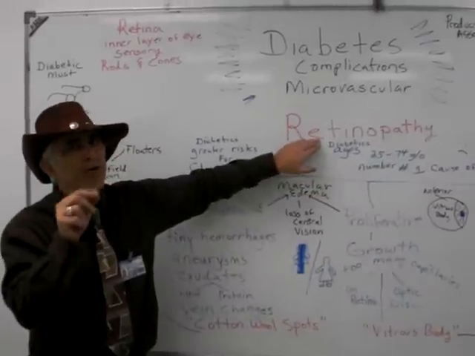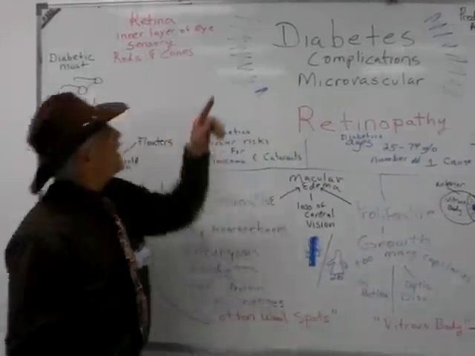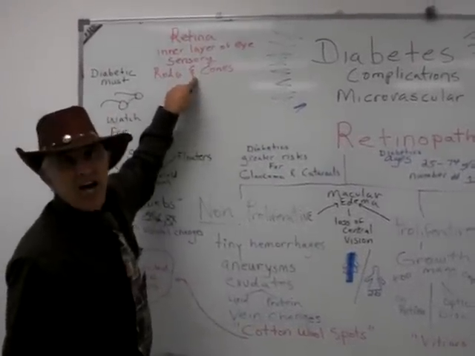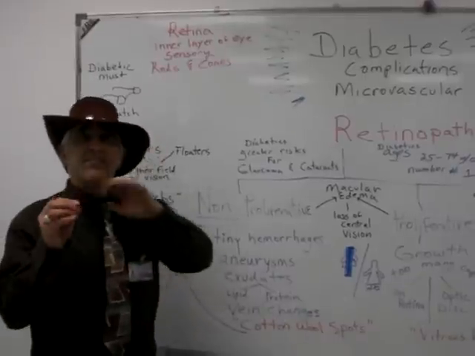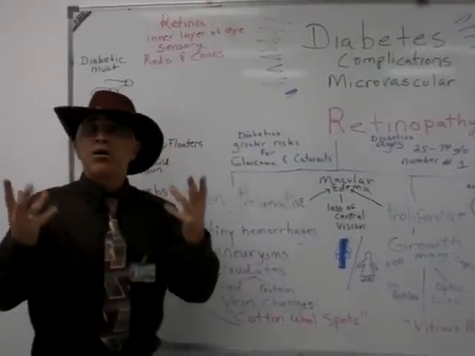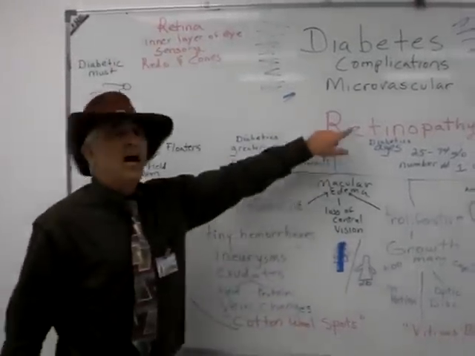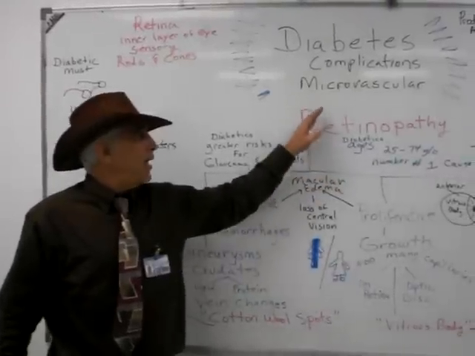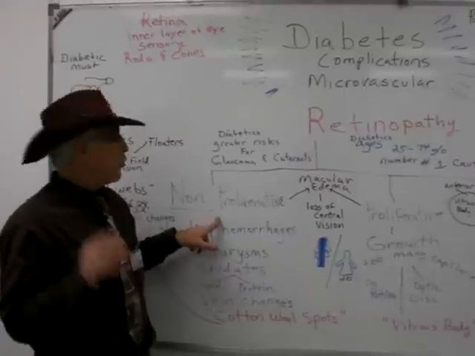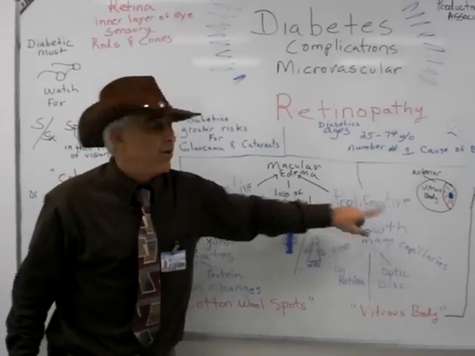Now, you might have to remember, what's the retina? Retinopathy? Well, we know pathy is disease, but what's the retina? Well, the retina here is the inner layer of the eye that has the rods and the cones. The cones are for color, the rods for dark vision, if you will. Now, retinopathy can come in two different categories. One, non-proliferative, the other proliferative.